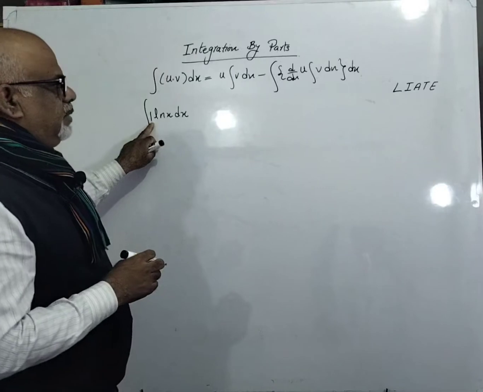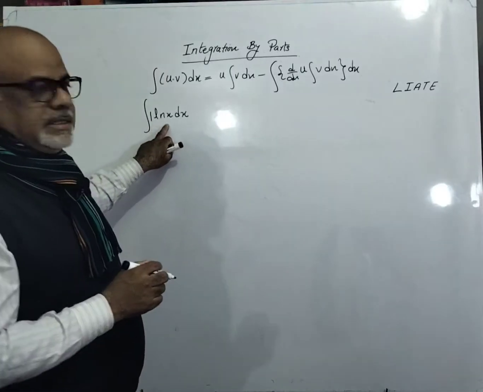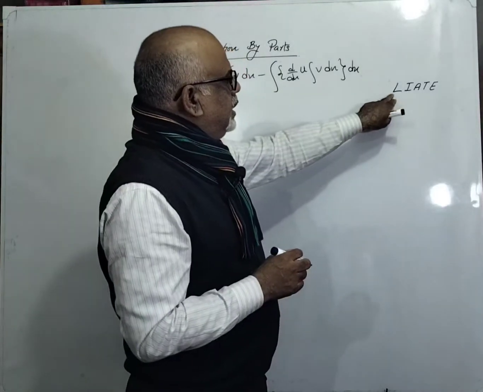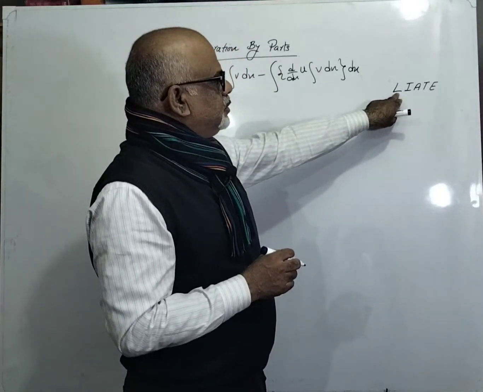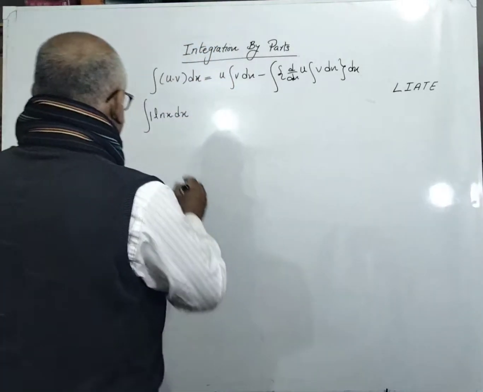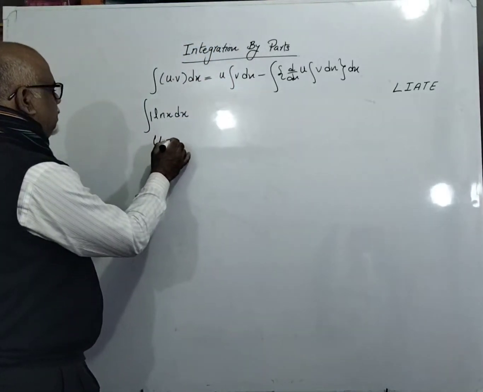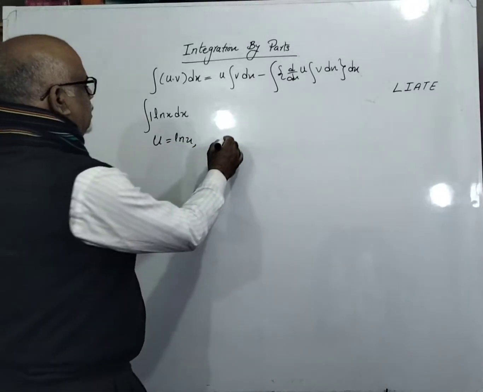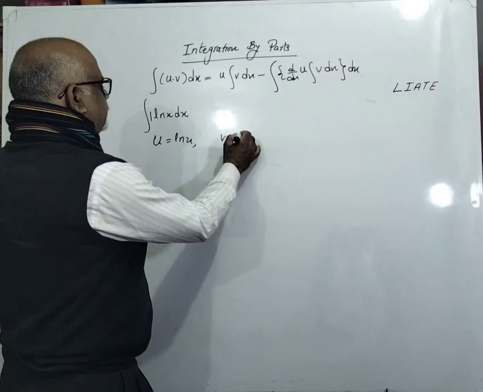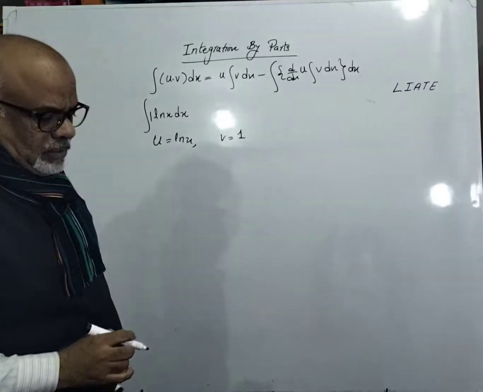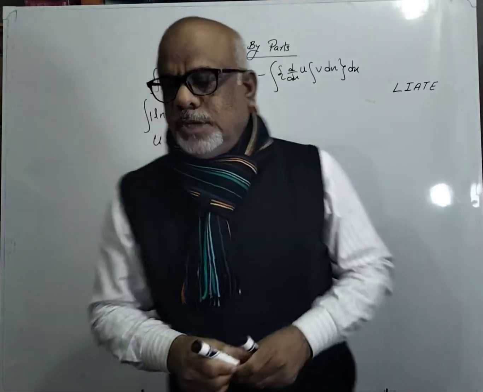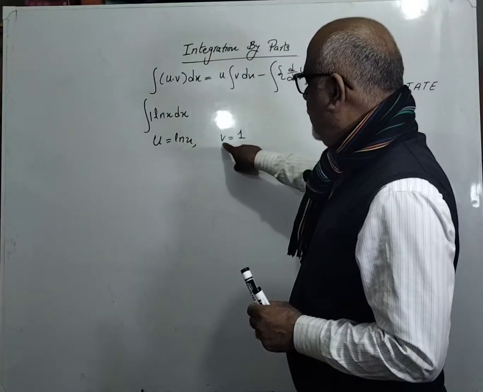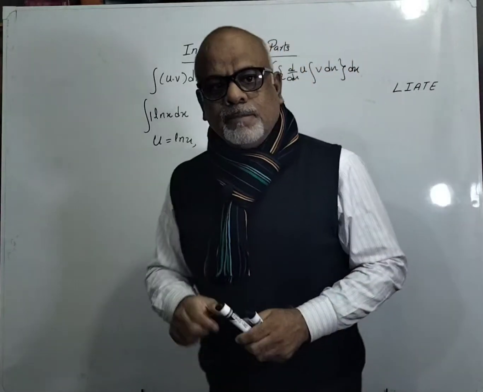One is an algebraic function and ln x is a logarithmic function. So here we have to see the order. Logarithmic function is in the first position, so we take u equals ln x, and the algebraic function, the constant function, we take as v. When we take u, we have to find its derivative, and when we take v, we have to take its integration.